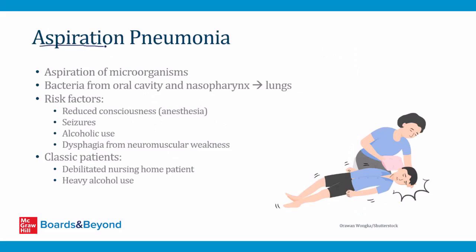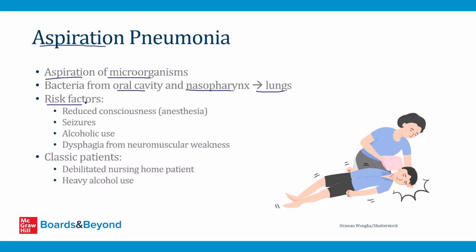Aspiration pneumonia is a form of pneumonia that occurs when patients aspirate microorganisms. So to aspirate means to inhale fluid or bacteria. And the way this often happens is when patients vomit or they can't protect their airway, so they swallow lots of oral secretions. And so when patients aspirate, bacteria from the oral cavity and the nasopharynx find their way into the lungs. So who is this likely to happen in?